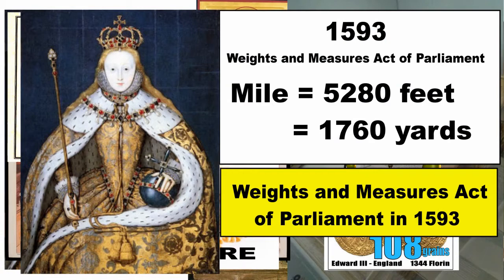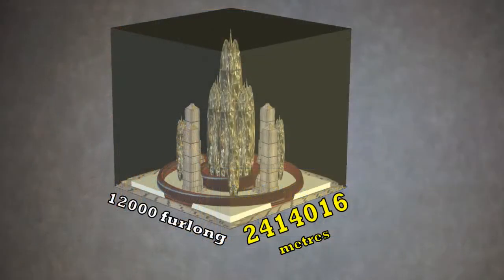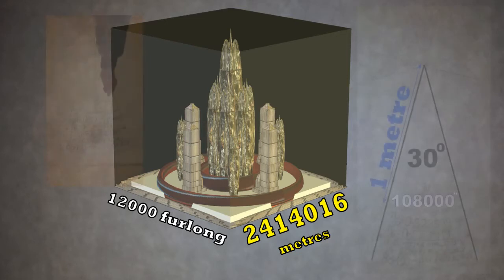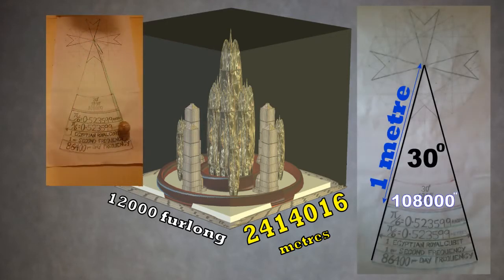revisit part 1, a quick look at Queen Elizabeth I and the definition of the mile, 5,280 feet or 1760 yards. Now the interesting thing is, if you go into your conversion tool and you type in 12,000 furlongs, or 792,240 feet, you'll get exactly 2,414,016 meters. It's a perfect conversion point between the imperial and the metric.